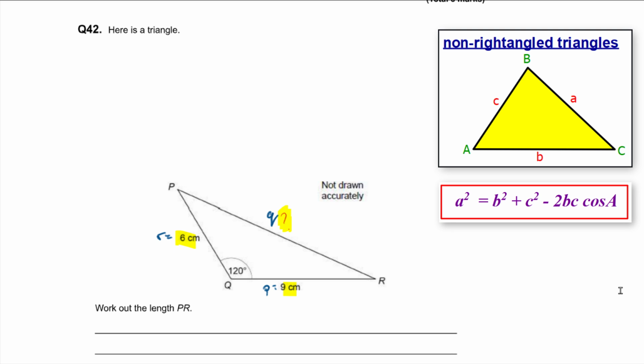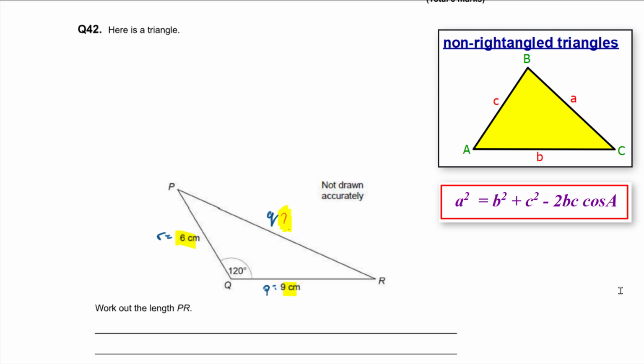cosine rule in the form that is given on your formula sheet. I think it starts with a squared equals b squared plus c squared minus 2bc cos A, I believe, on the formula sheet. Just doing this off the top of my head. But you need to be able to reformulate that into the form of letters that you've got on your diagram.